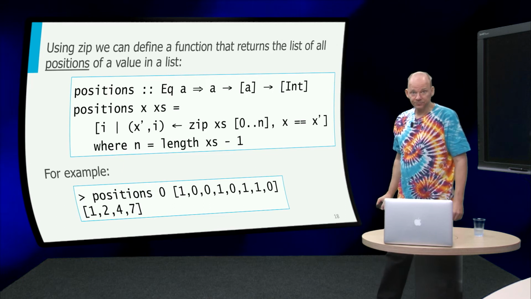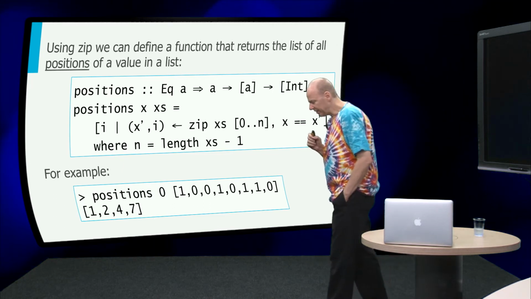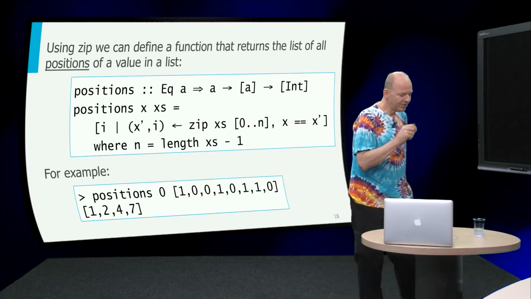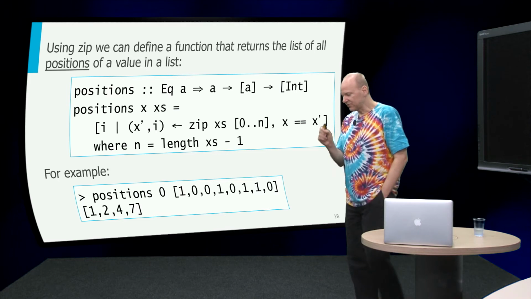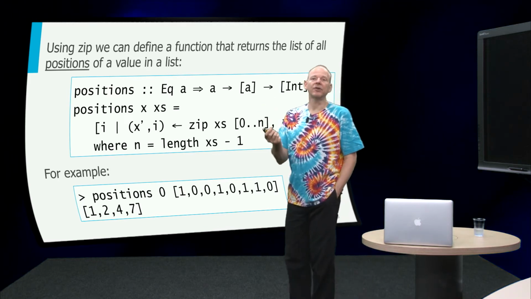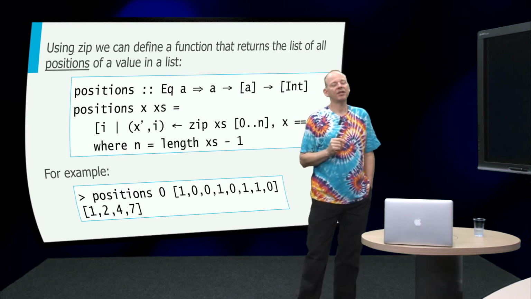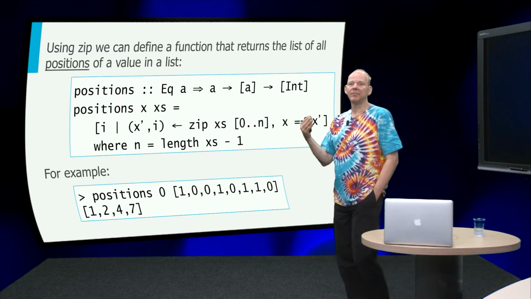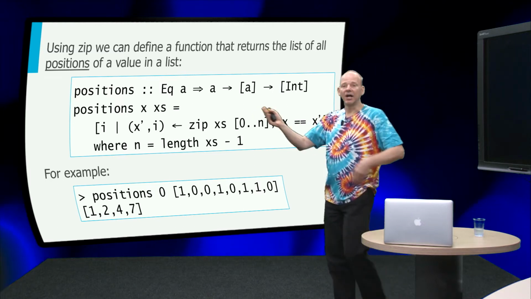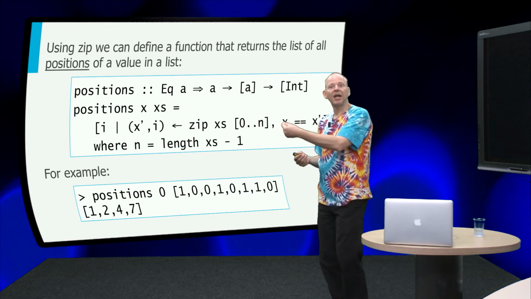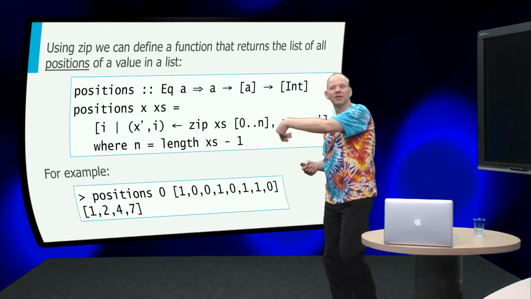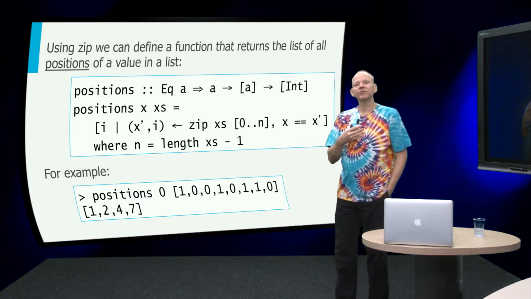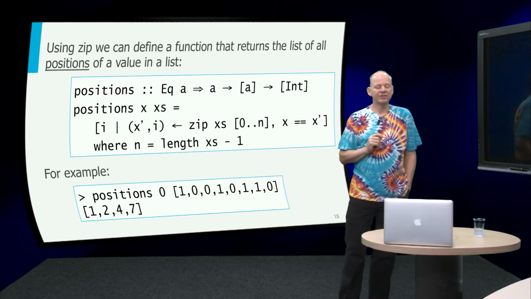Using zip, we can also define the positions of an element in a list. As I mentioned before, lists don't have any position, unlike arrays, where you can index into the array. With lists you cannot. With lists you can only access the elements from left to right. So I can take the head, and then the head of the tail, and then the head of the tail of the tail, etc. But sometimes it's convenient to also have the position of each element in a list.